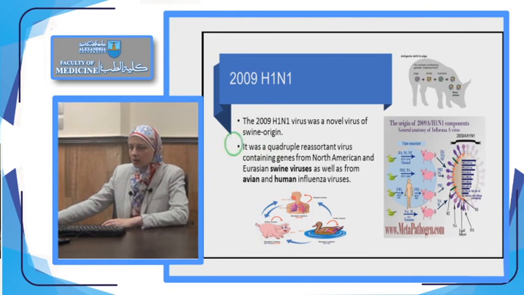So what happened in 2009? The H1N1, the swine flu, a novel virus of swine origin, appeared. It was a quadruple reassortant. The genes came from four sources, four origins: North American pigs, Eurasian pigs, as well as avian and human influenza viruses. So it has four origins to get its 8 segments from. Okay, it was formerly called swine flu, but not anymore.